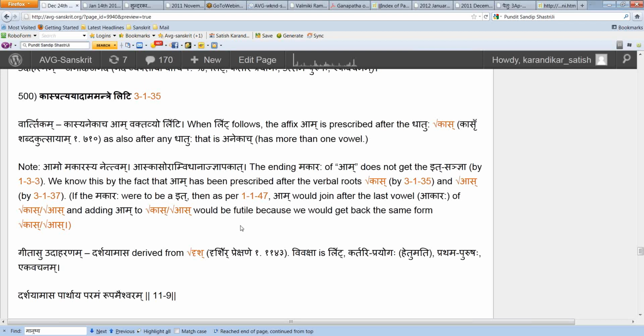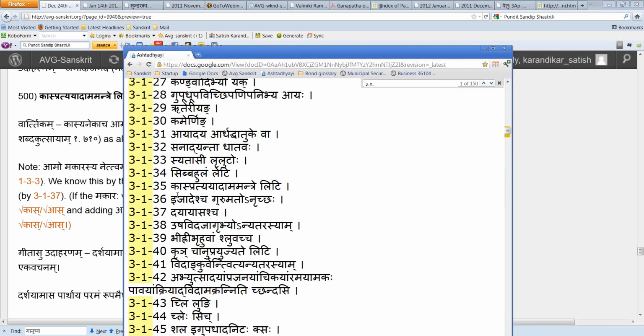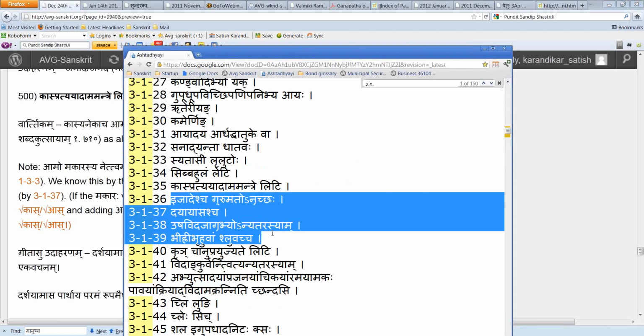In fact, in the Bhagavad Gita, of course Gita is not everything, but just as a starting point, the only place you have anuprayoga lit is by the causative forms. Now, 3135 is not the only sutram for this anuprayoga lit. There are another 1, 2, 3 rules over here, 4.